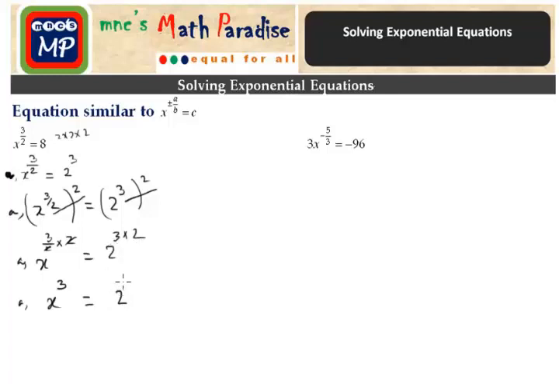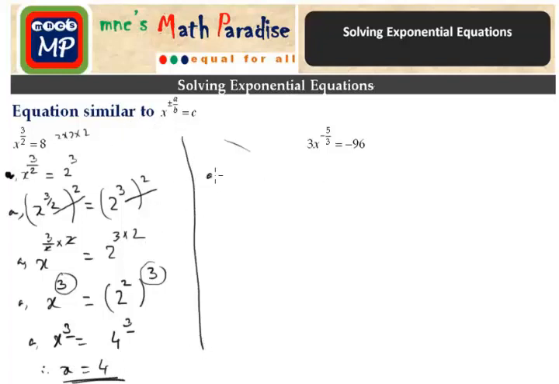We can write 2 to the power 6 as 2 squared to the power 3, because we need to match these two powers. Since 3 times 2 and 2 times 3 are the same thing, this is 6 and this is also 6, so these are equivalent. So we can write x to the power 3 equals 2 squared, which is 4, to the power 3. So these two powers are the same, and the solution for x is 4.